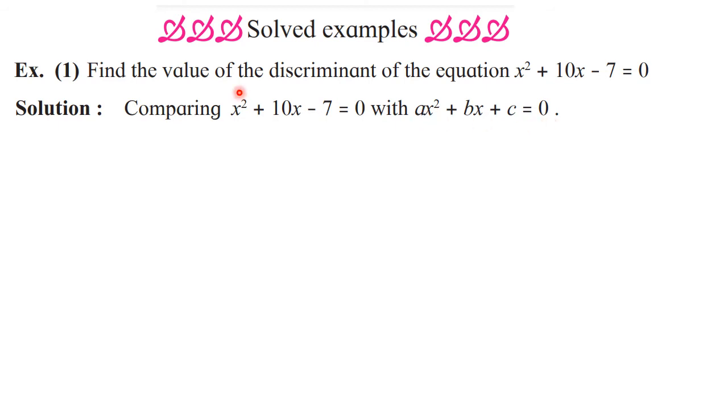So here a is 1. As you can see, no number is present, so a is 1. B is plus 10 and c is minus 7. Okay, so we got these three values. Now what we want to find? Discriminant. So write down that word. Discriminant is equal to b square minus 4ac.